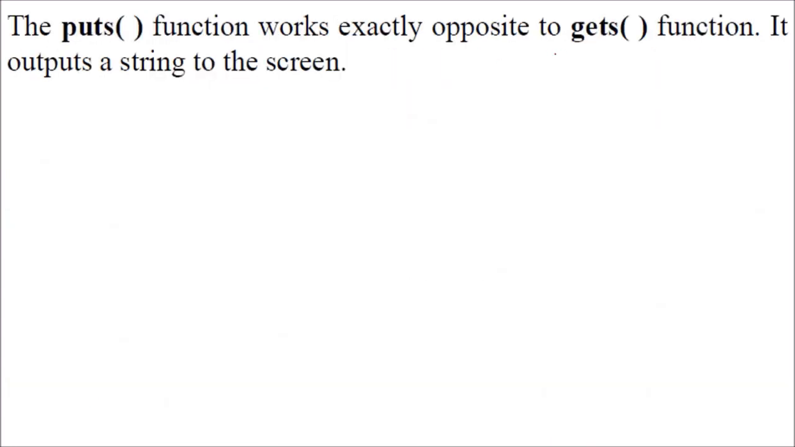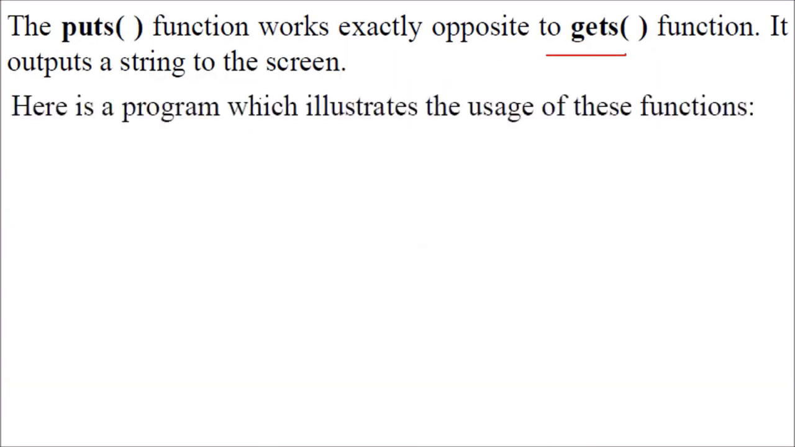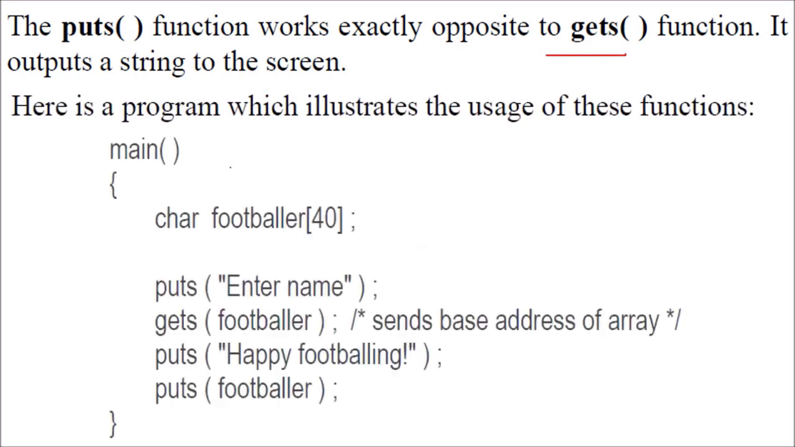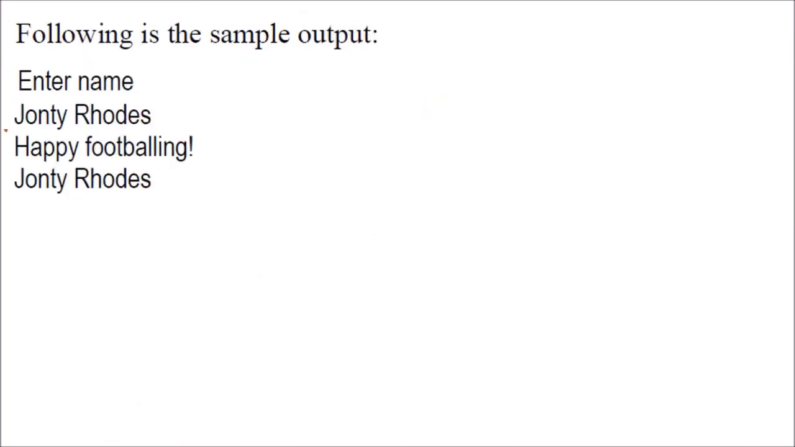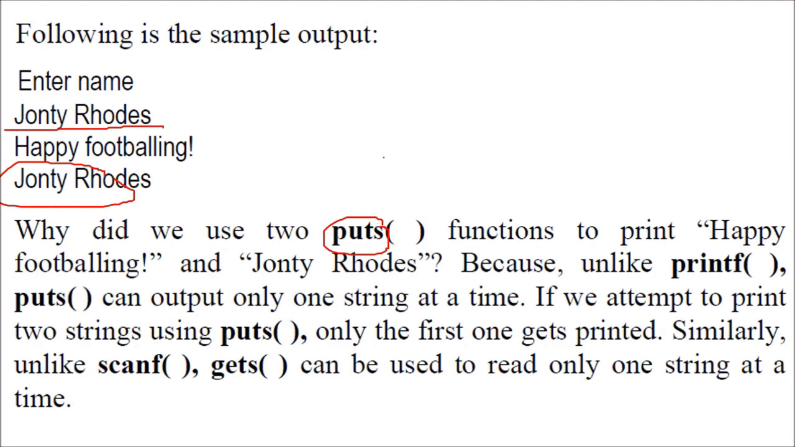So puts is exactly opposite to the gets function, and it shows the output of the string. Let us have an example. Here we have puts, not fputs but puts. We have a footballer, we have entered the name, we have gets. So whatever name is given, we will be taking it. Then we puts footballer, so this will be printed. The content here, which is the multi-word string, will be shown here. Actually this is sending the base address of the array. So when you type the multi-word string, it will take it and it will show it also.